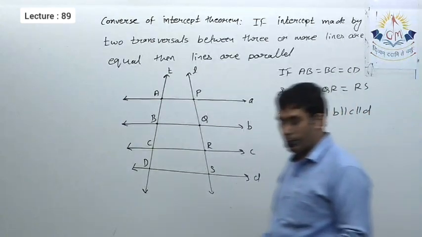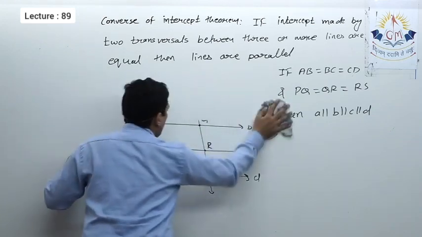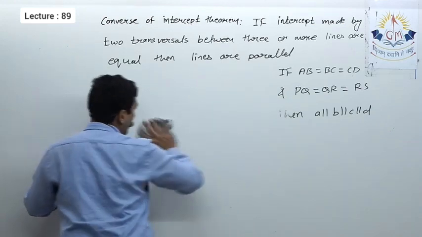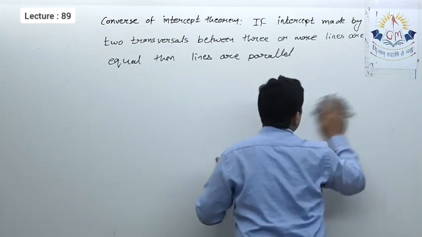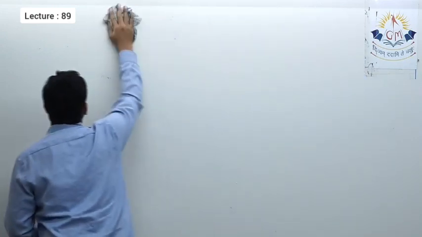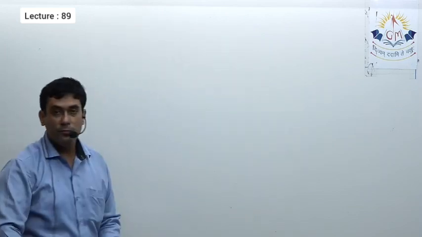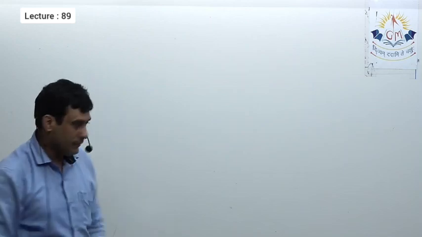Okay, now we'll start the midpoint theorem and its proof. Although I have already written the midpoint theorem over here, directly we'll start its proof. The midpoint theorem says that the line segment joining the midpoints of two sides of a triangle.